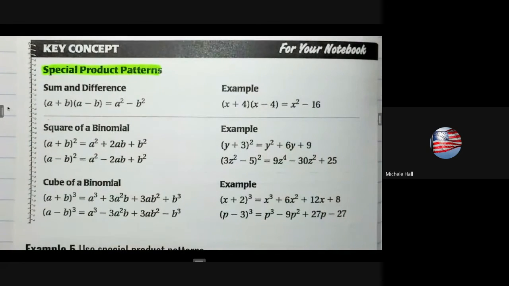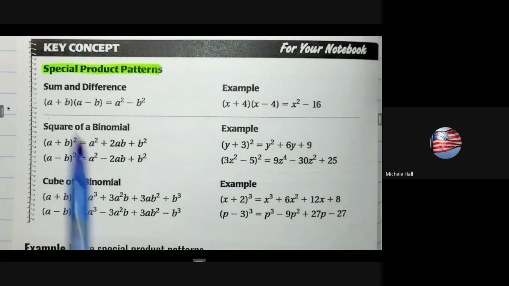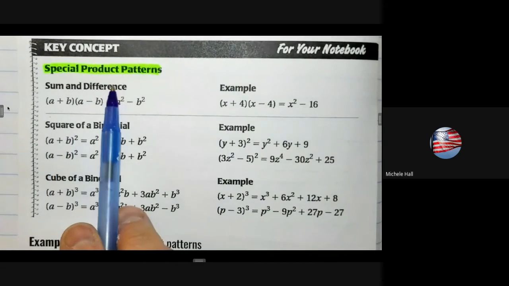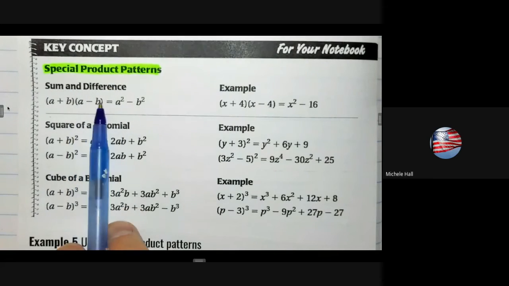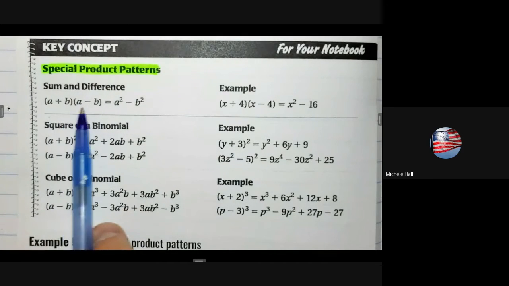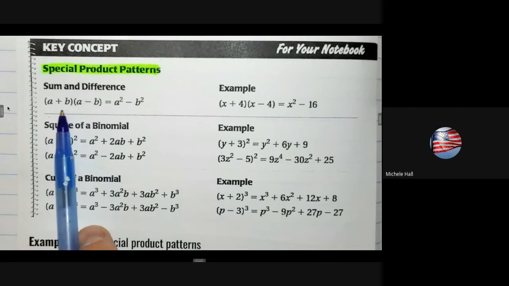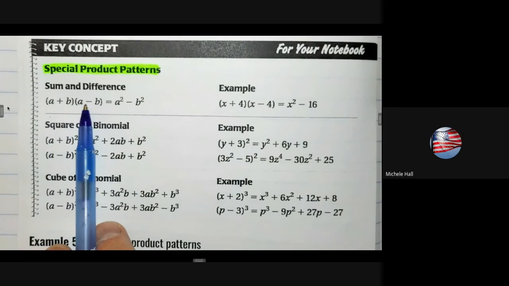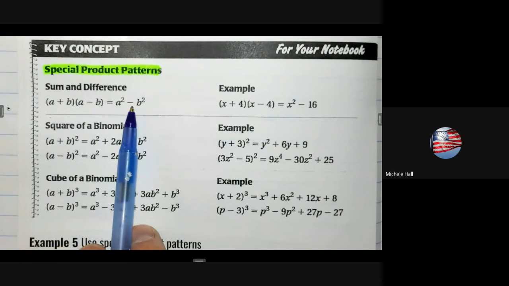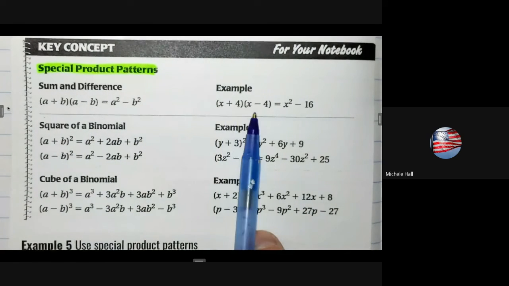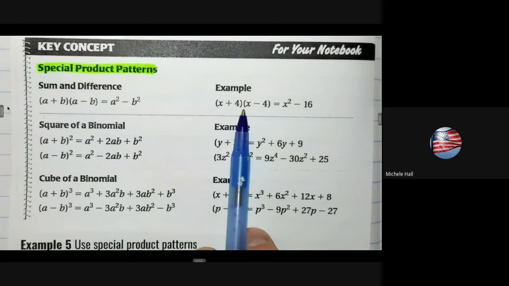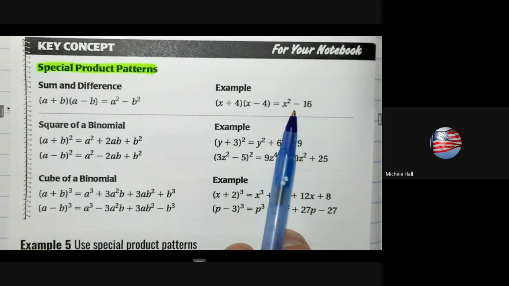So we have some special product patterns. If you catch on to these patterns, then it'll make factoring and multiplying much easier. We have a sum and difference, a sum and a difference. It's exactly the same variables in both parentheses, and we know that when we're multiplying a sum and a difference, we get no middle term. So x plus 4 times x minus 4 is going to be x squared, no middle term, minus 16.